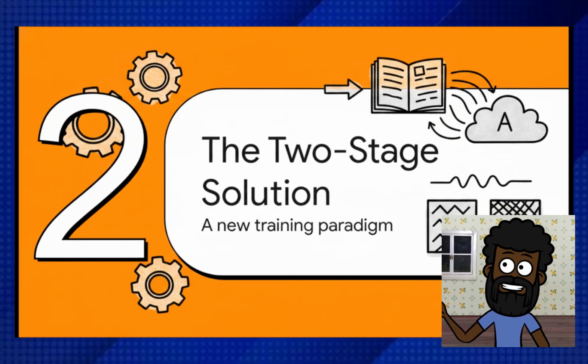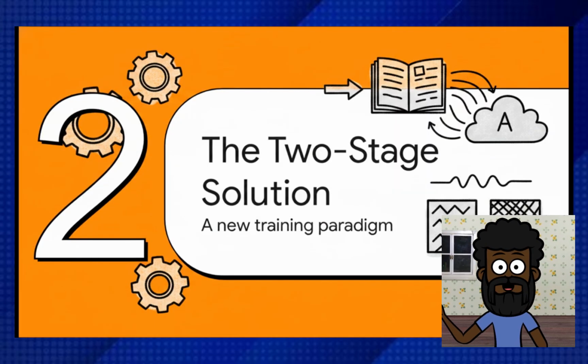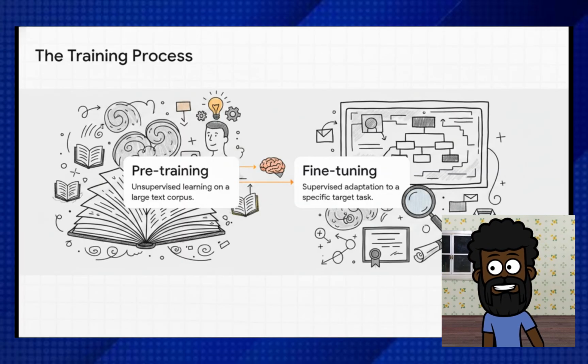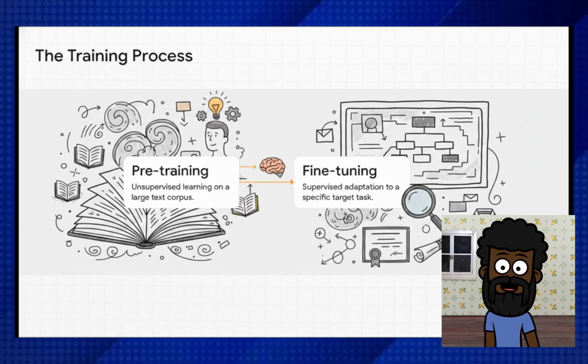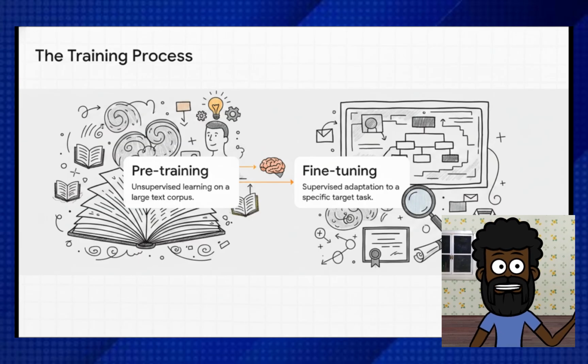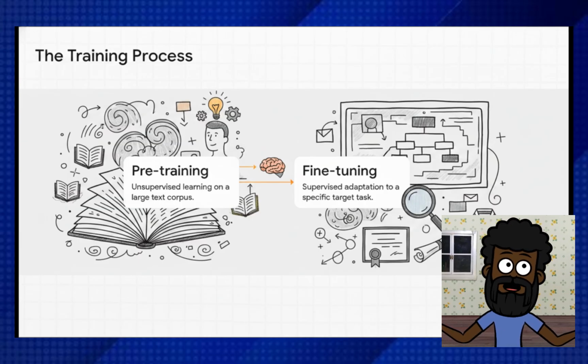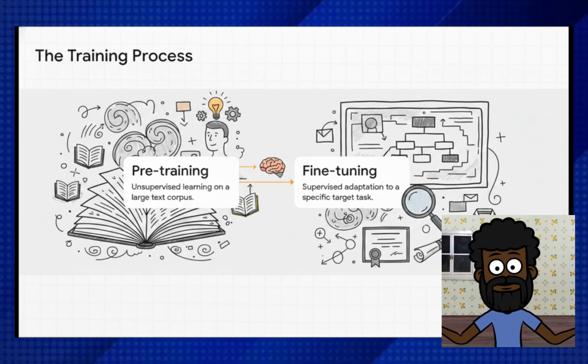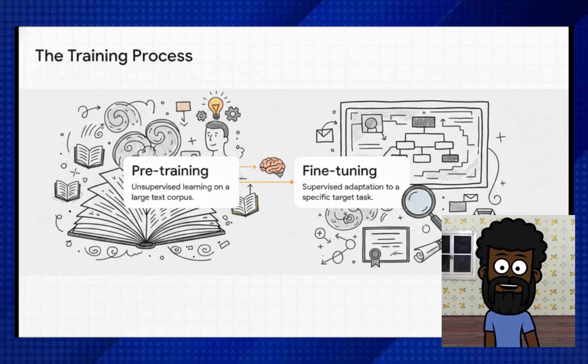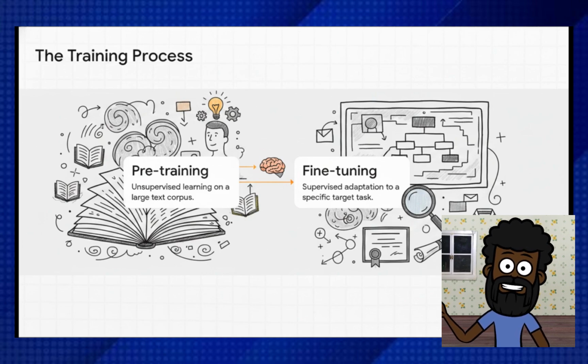Which brings us to Section 2, the two-stage solution. This was a totally new training paradigm. The OpenAI team realized they could completely sidestep this bottleneck with an elegant two-step process. Think of it kind of like training a world-class student. Step 1 is unsupervised pre-training. This is like the student just going to the library and reading millions of books to absorb how the world works, how grammar functions, how concepts link together. No teacher required, just raw reading.